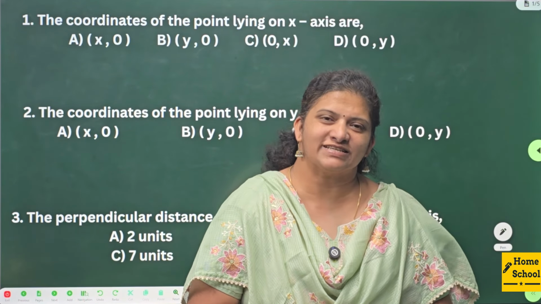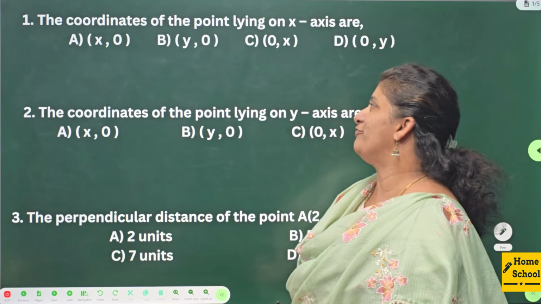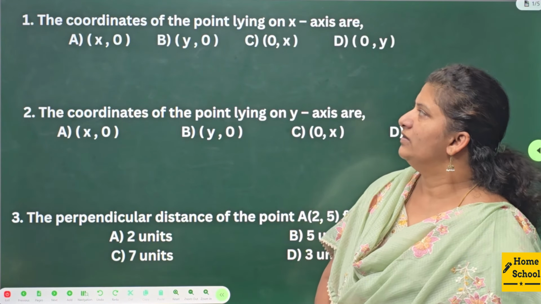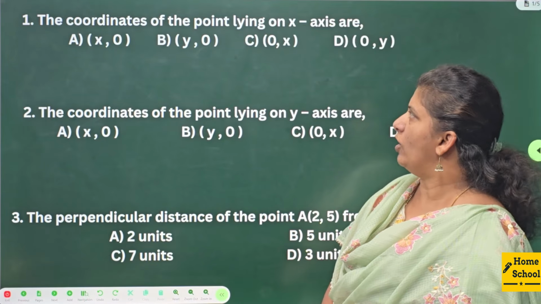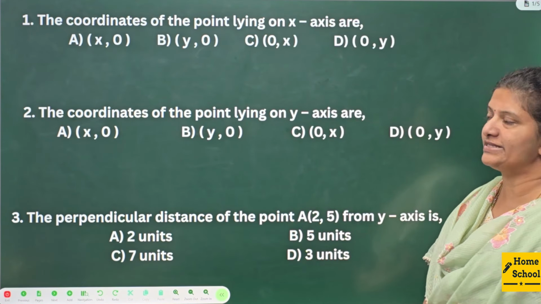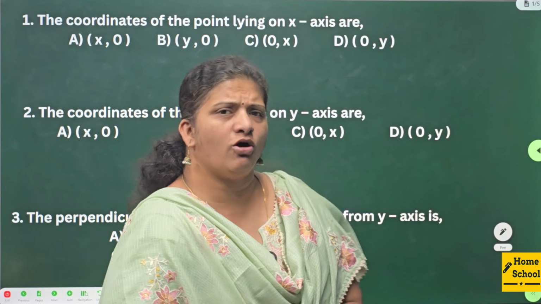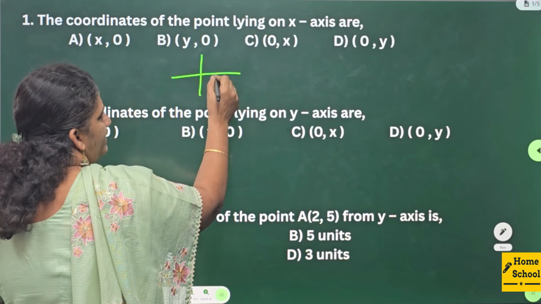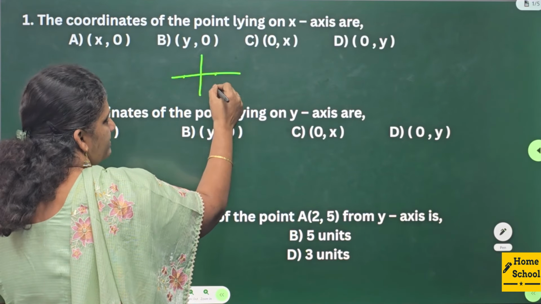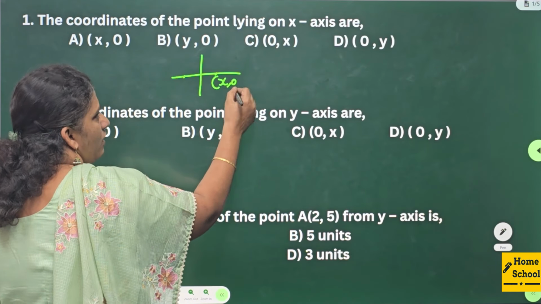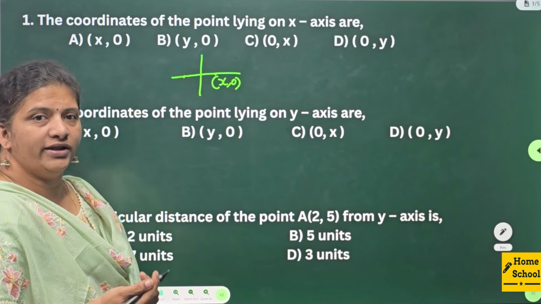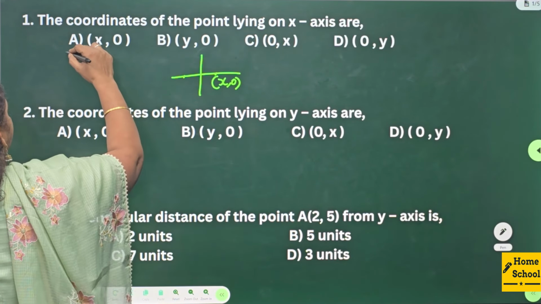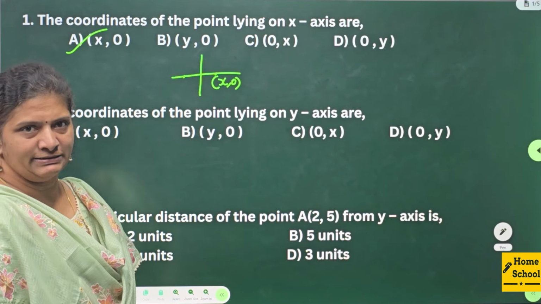Today we are going to discuss class 10 mathematics LBA from the coordinate geometry chapter. First one: the coordinates of the point lying on x-axis. What is the coordinate on x-axis? Somewhere on x-axis, x will have a value and the y coordinate is 0. Therefore, what is the coordinate? X comma 0. Option A is your right answer.